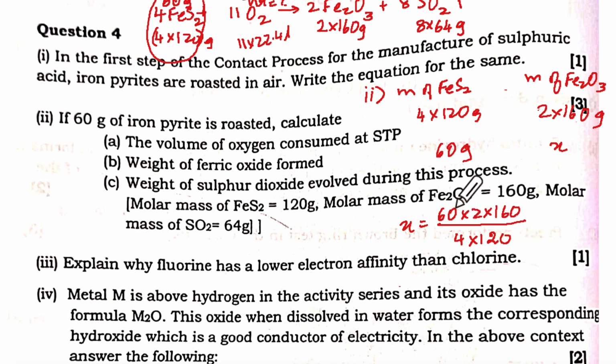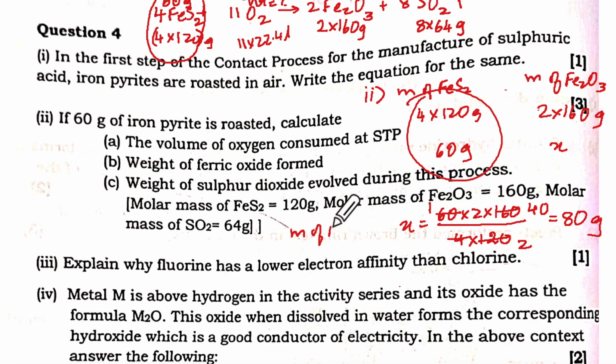Okay, 6 ones and 6 twos. Always this cancellation you should do first. Okay, then 4 goes here 40 times. So you got 80 gram. So you will say mass of Fe2O3, and this is how you will get your answer.